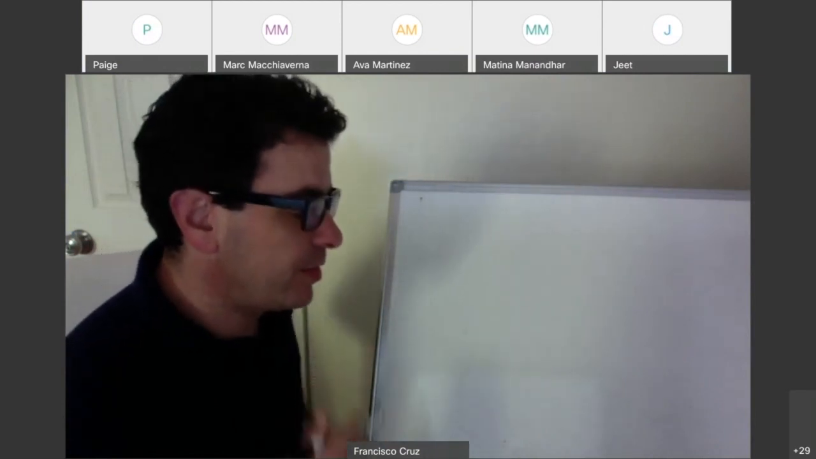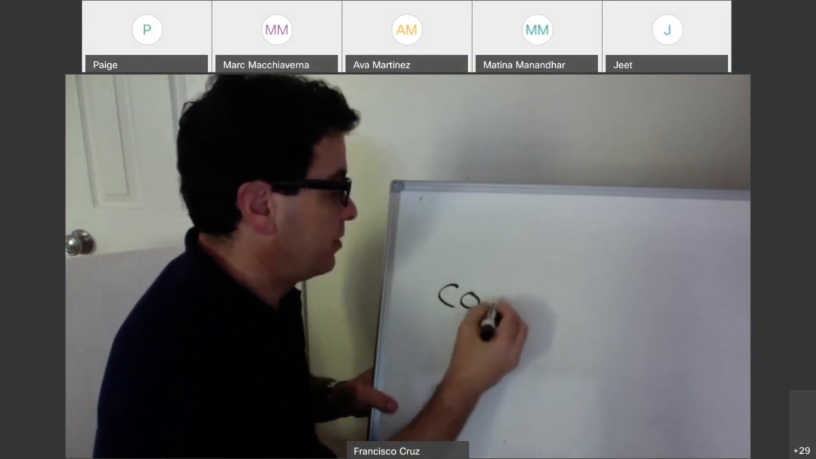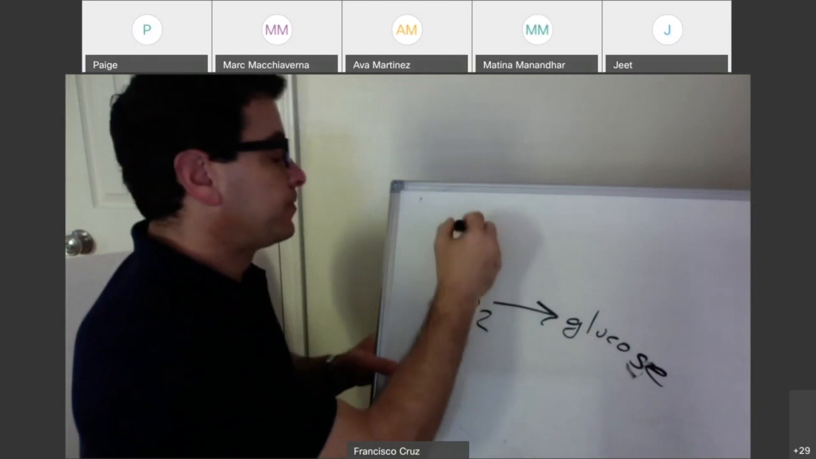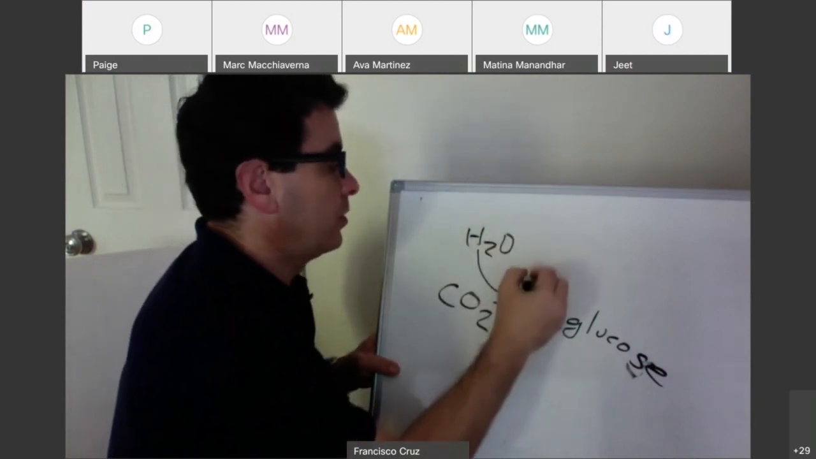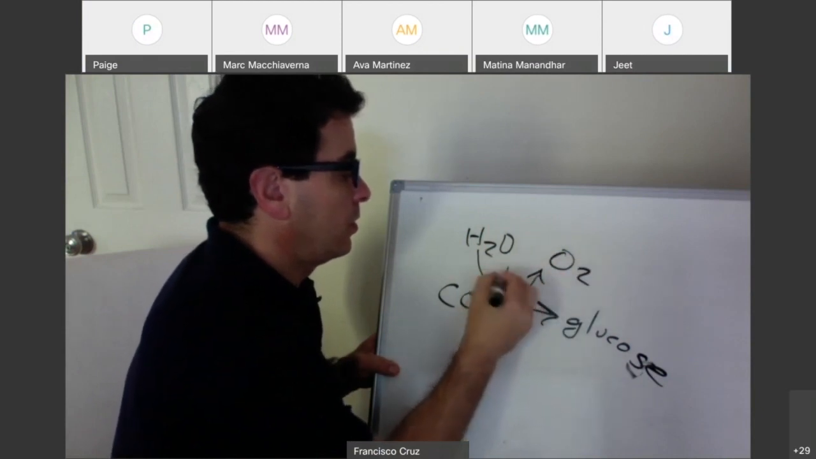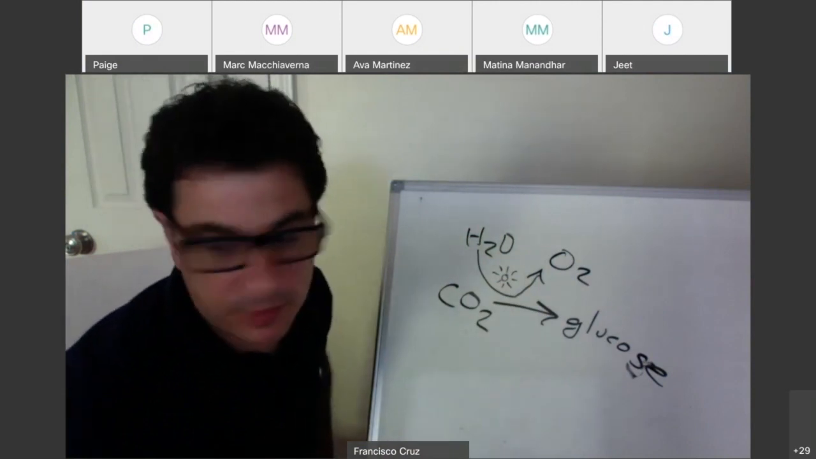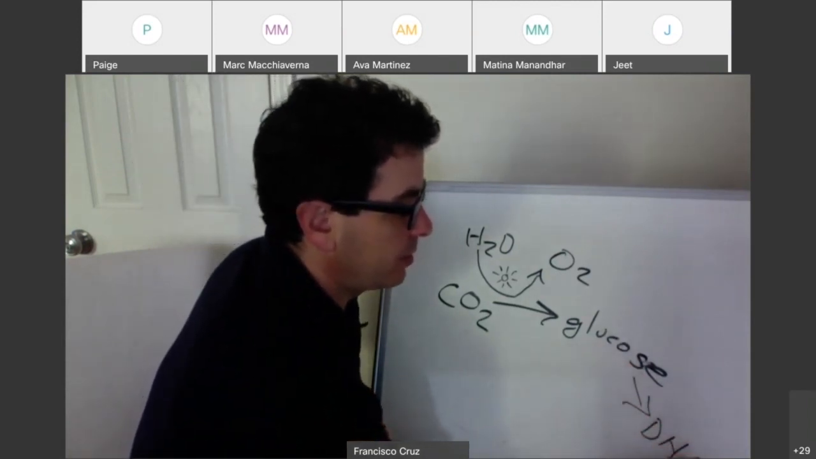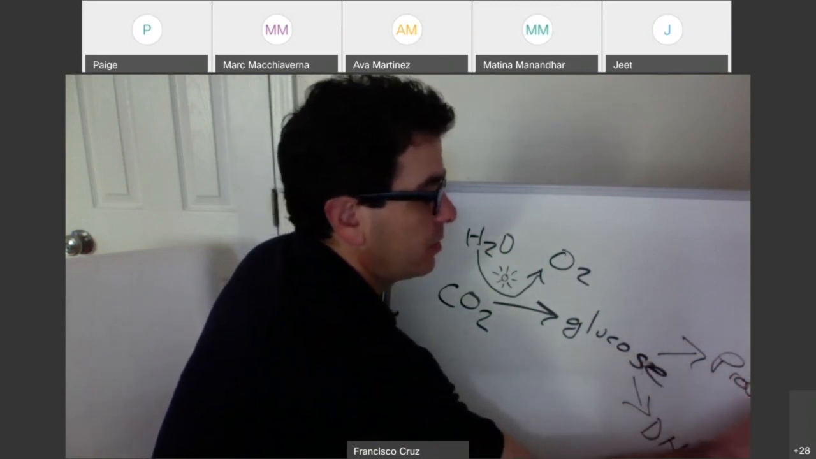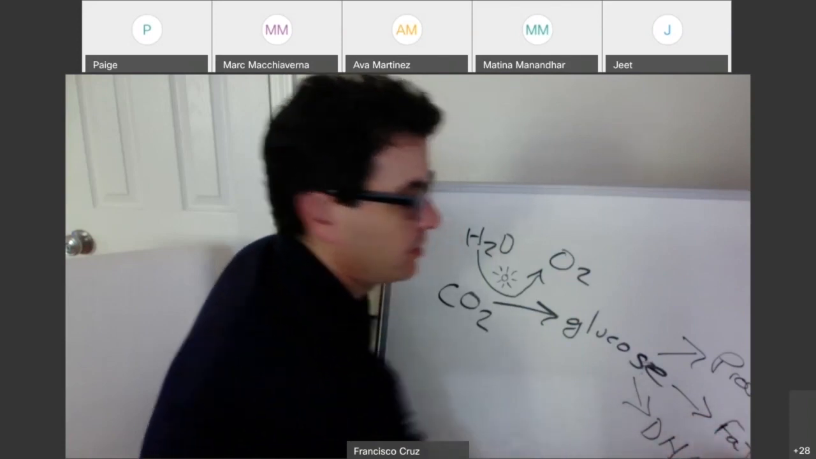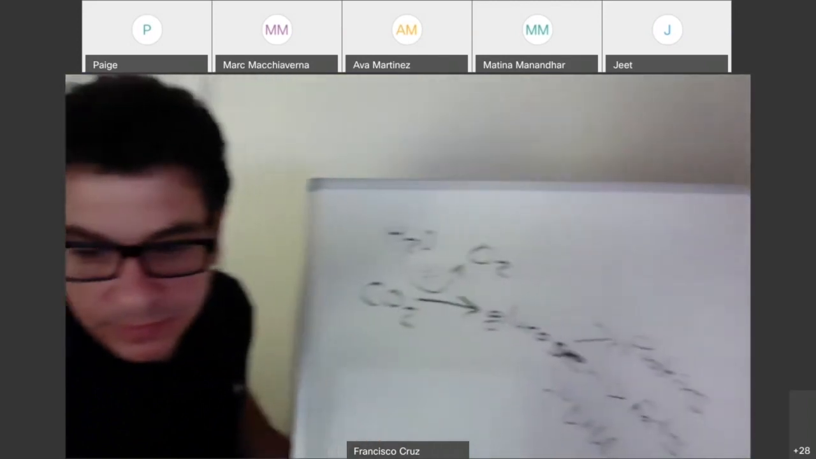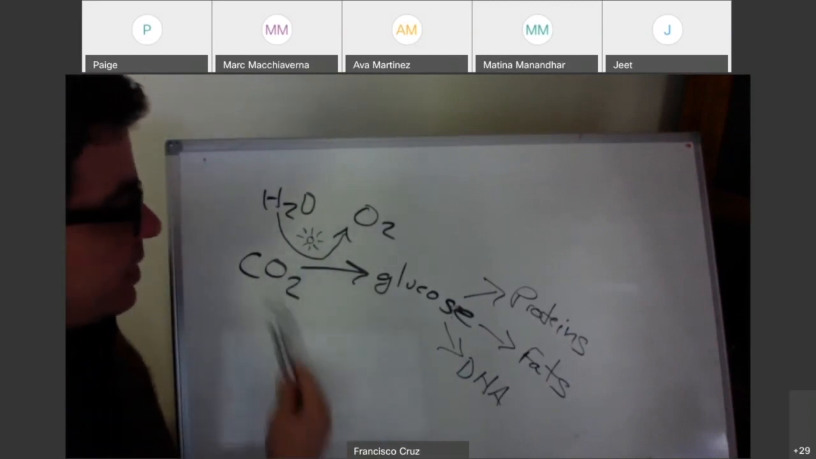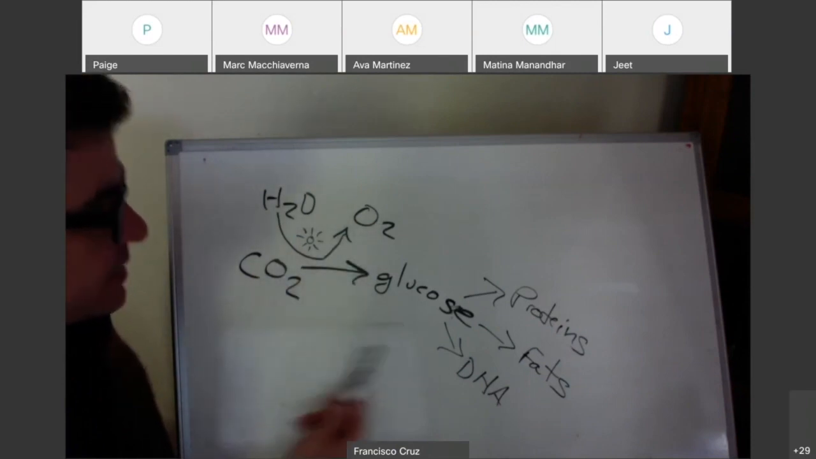Because the plant is doing this, right? That's what the plant's doing. And then from this glucose, we can make DNA, we can make proteins, we can make fats. Problem is that there's nowhere in here, in this H2O to CO2 to glucose, that has nitrogen. Every protein, I mean, we talked about proteins.